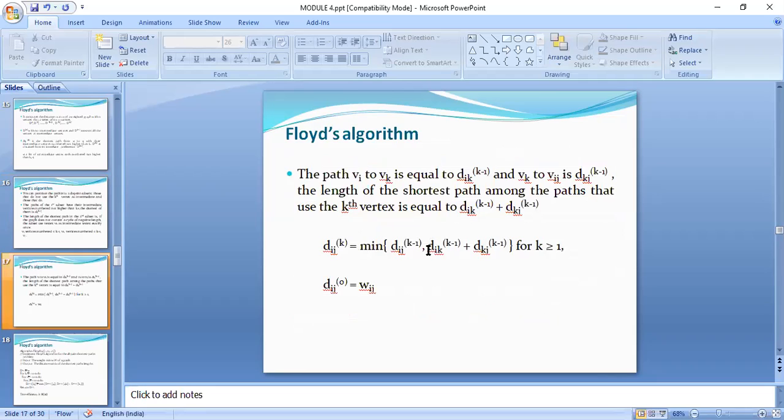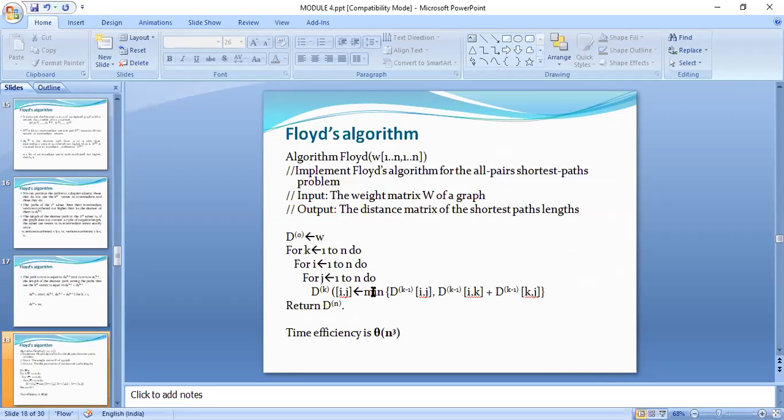So the path Vi to Vk, which has been given, we will be directly finding the value Ij of K minus 1. But if you want to find out the path with the intermediate, add the two values. That is, suppose you want to find a path from A to C, and B acts as an intermediate vertex, then it is A to B plus B to C of the previous matrix. And you know, in a recurrence relation we need to have an initial condition, and the initial condition is the weighted matrix directly from the graph.